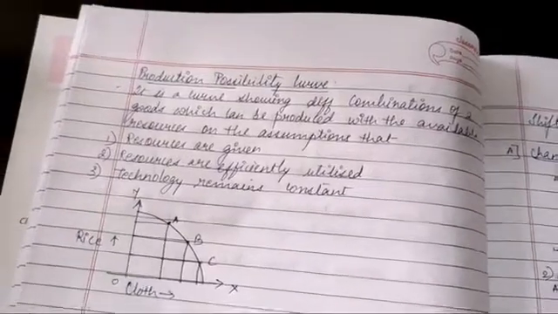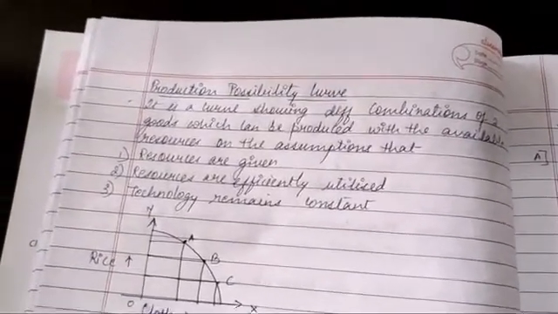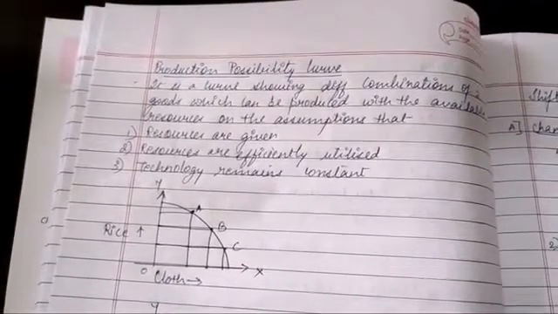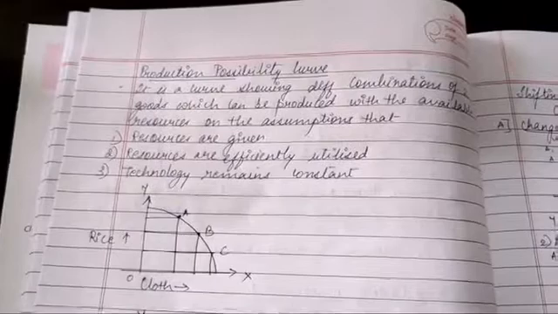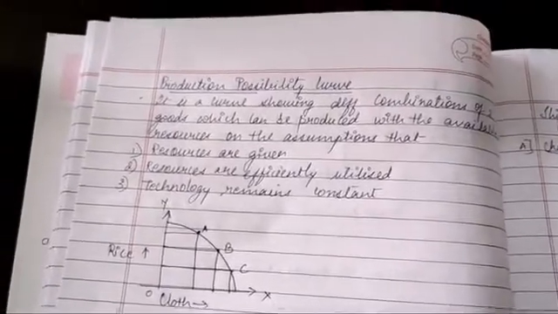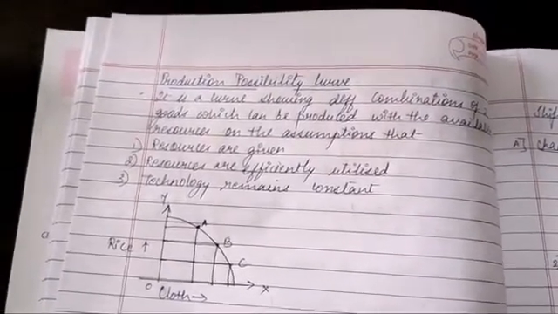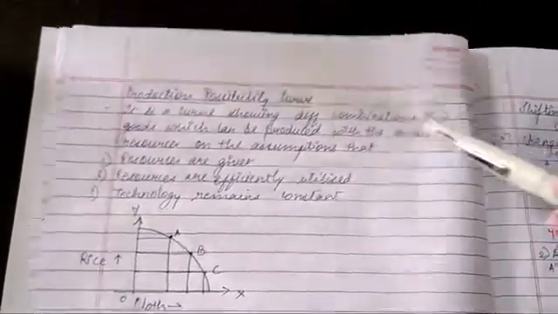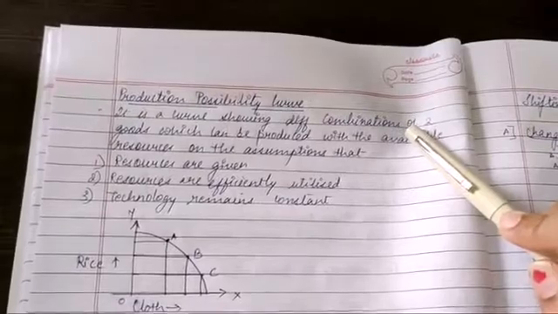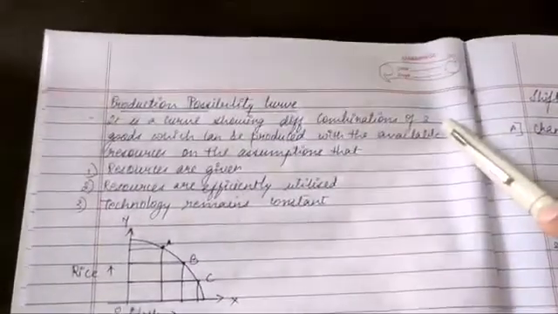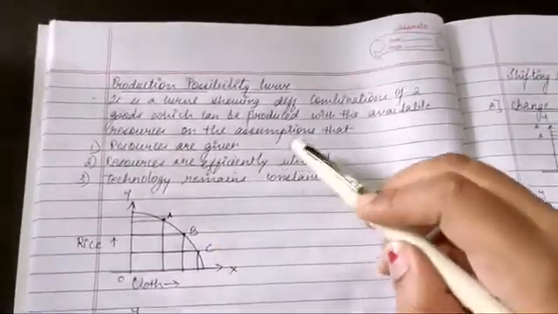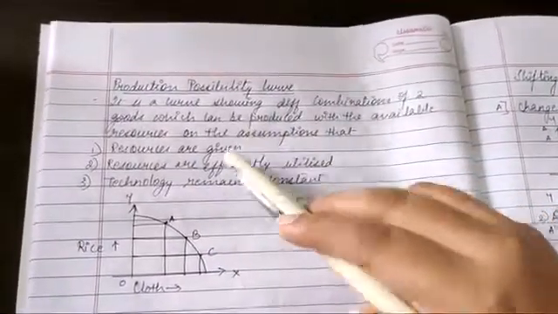Good morning, students. Before I proceed to the next topic, I will give a small definition of the production possibility curve. As we have seen in the earlier video, what do you mean by production possibility curve? Production possibility curve is a curve which shows different combinations of two goods which can be produced with the available resources.